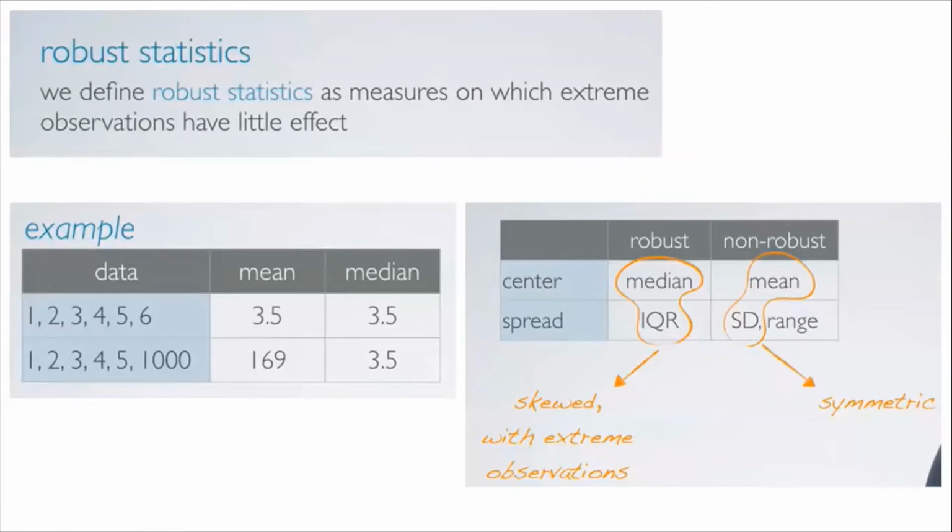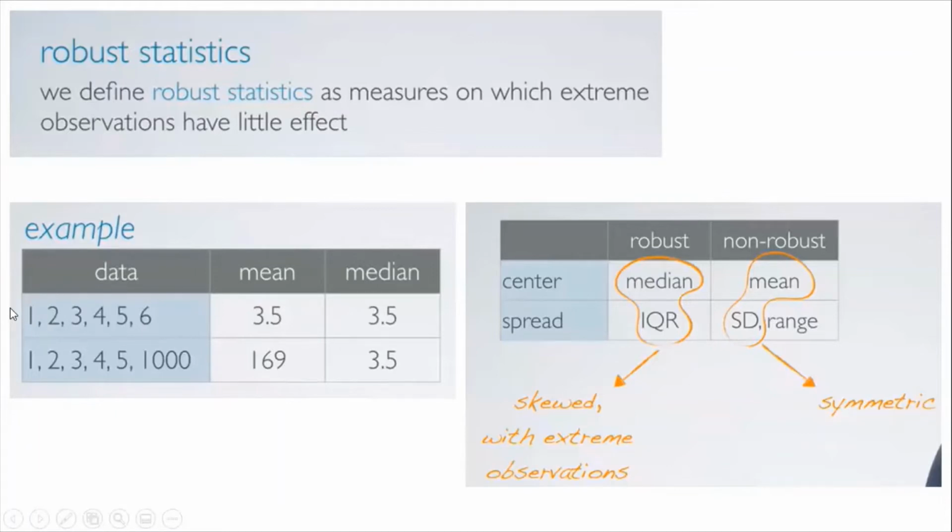So we talk about the mean and standard deviation, also median and IQR. Here we have what is called robust statistics. Robust statistics are measures on which extreme observations have little effect. Let's look at an example. Here we have data 1, 2, 3, 4, 5, 6. When we find the mean, the midway between 1 and 6 is 3.5. And the median, the midway between these values, is also 3.5. Okay, let's quickly do this.